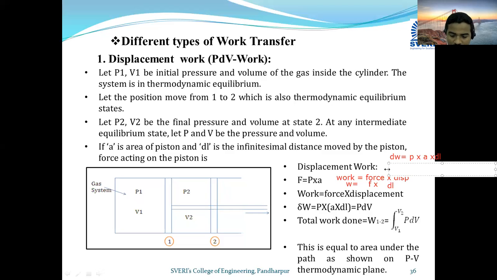So therefore dW is equal to pressure into that A into dL, which will be the change in volume dV, P into dV. So this is the dW. dW is equal to P into dV, right?